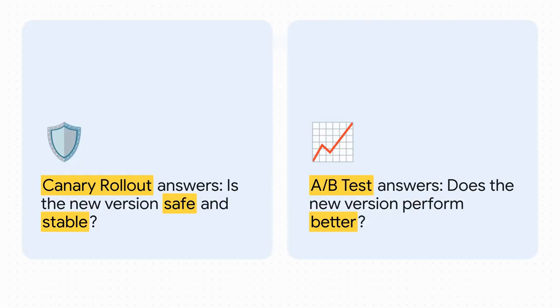is tiny. Okay, this is a super important point, so let's be clear. A canary rollout is all about operational stability. It's answering one question: is this new code going to break things? That's it. An A/B test, on the other hand, that's about business impact. It asks, does this new button, this new feature, actually improve how users behave? They are two different tools for two totally different jobs.